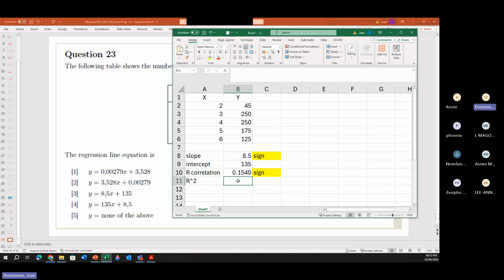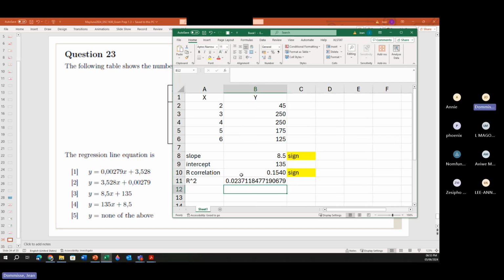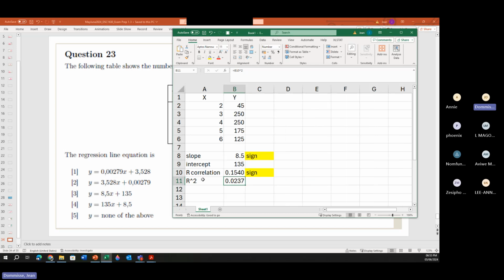Okay, and then the last one is, if you needed to work out your R square or your determination, there is not a function for that. So what we need to do is to say it is basically R times R, or R to the power of 2. Okay, so that would have been your determination.